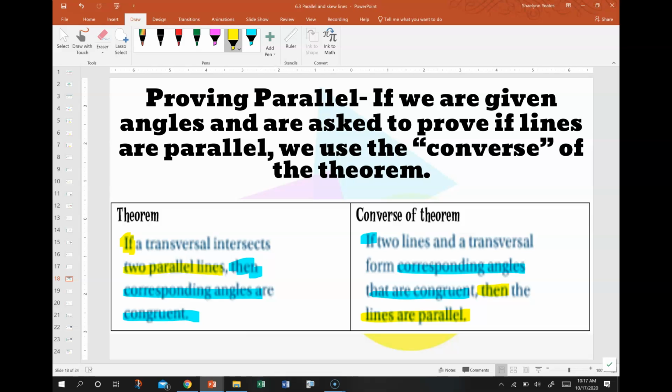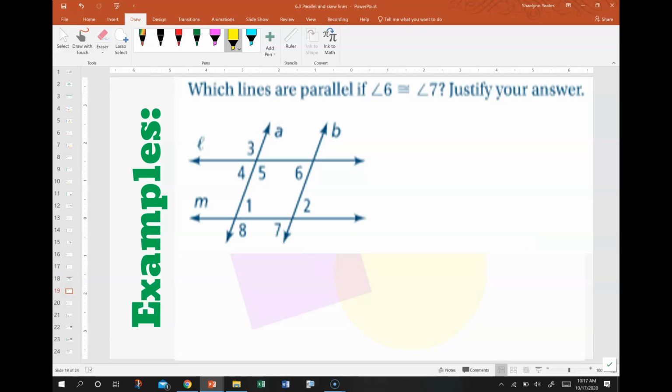So if two lines are parallel, then corresponding angles are congruent. Then the converse is if corresponding angles are congruent, then the lines are parallel. Okay? So it's just switching the if and the then. It's called the converse. Okay? And this works in math very well. So I want you guys to use the converse here.